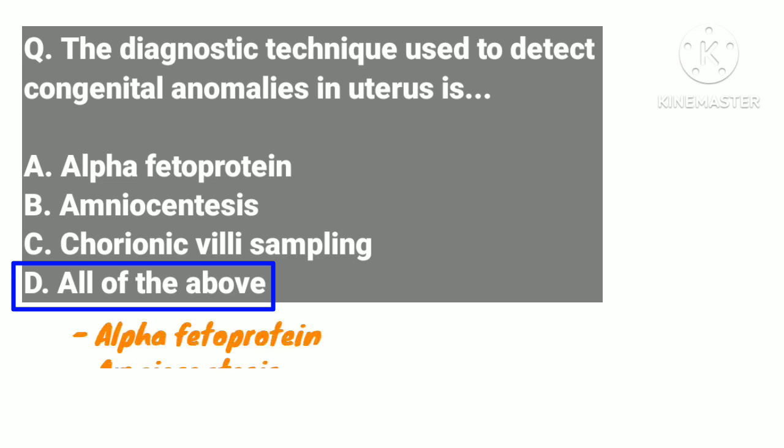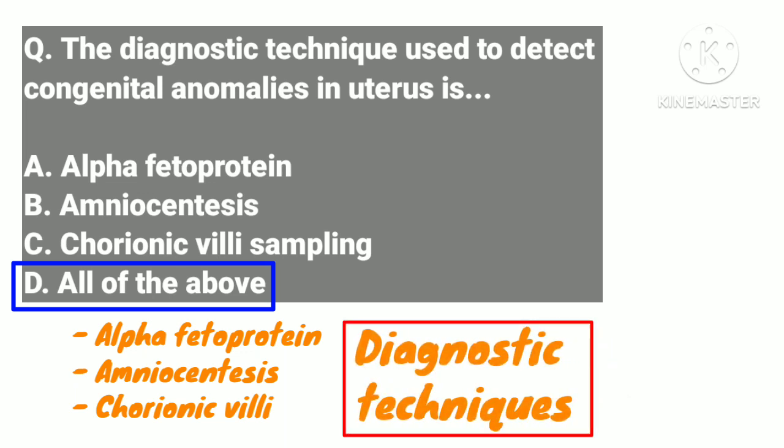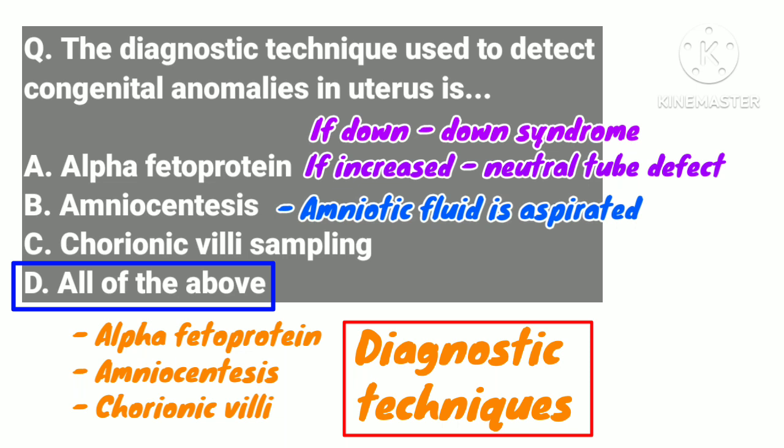Because alpha fetoprotein, amniocentesis and chorionic villus sampling are the diagnostic techniques used to detect congenital anomalies in utero. If alpha fetoprotein is decreased, the child may develop Down syndrome, and if alpha fetoprotein is increased, the child may develop a neural tube defect. Amniocentesis is a process in which amniotic fluid is aspirated and the alpha fetoprotein level is checked. Chorionic villus sampling is also required to detect congenital anomalies.